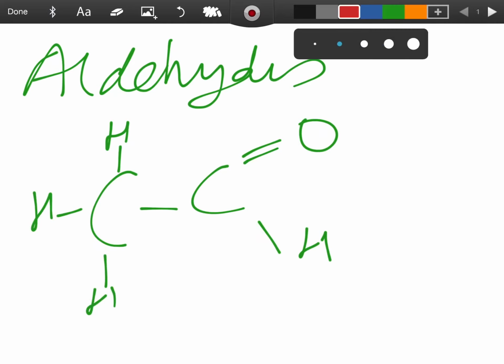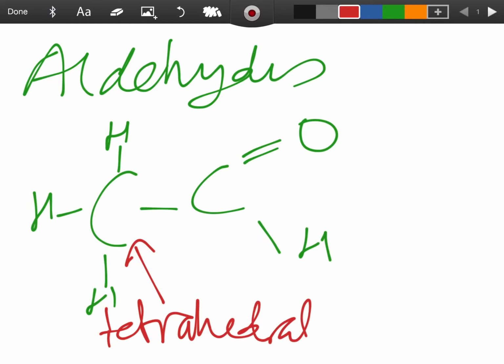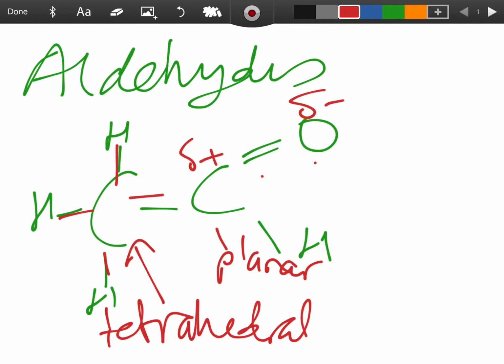Now what do I notice about aldehydes? This is a tetrahedral carbon. How do I know that that's a tetrahedral carbon? Four single bonds. This is a planar carbon, because it contains the double bond. They're not hydrocarbons, obviously, because they contain oxygen as well. Now, this is a polar bond here, so that's going to affect the properties of aldehydes.